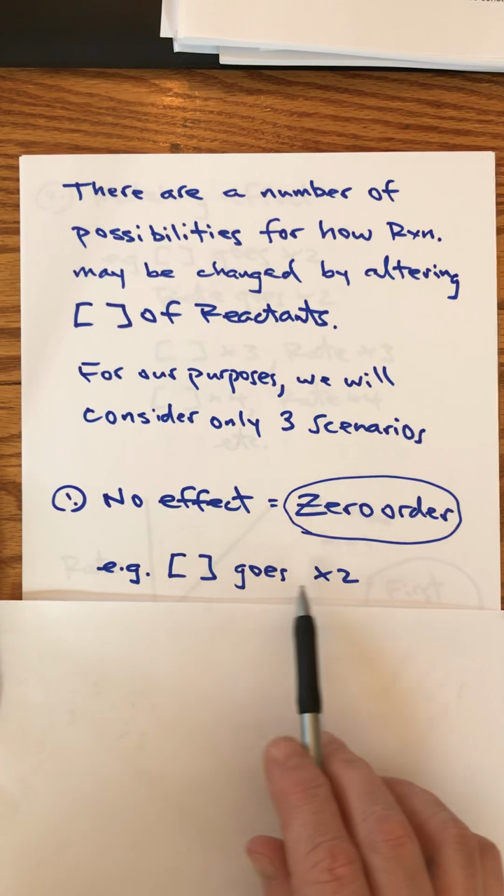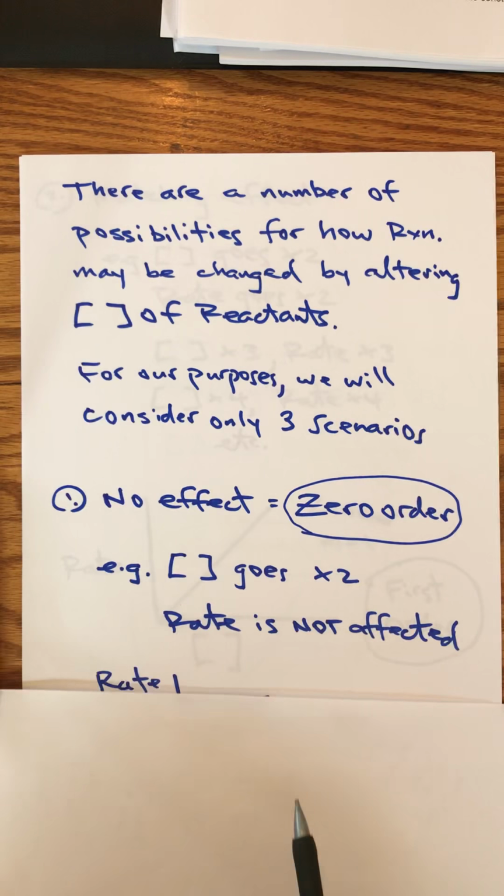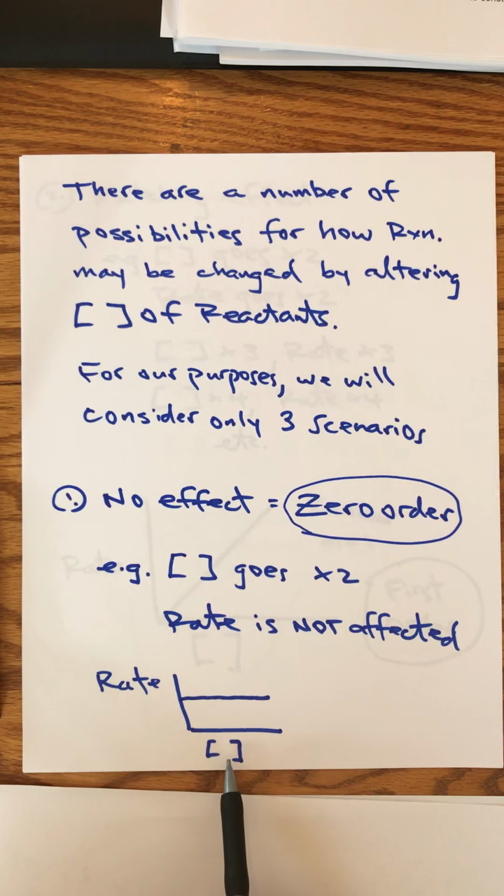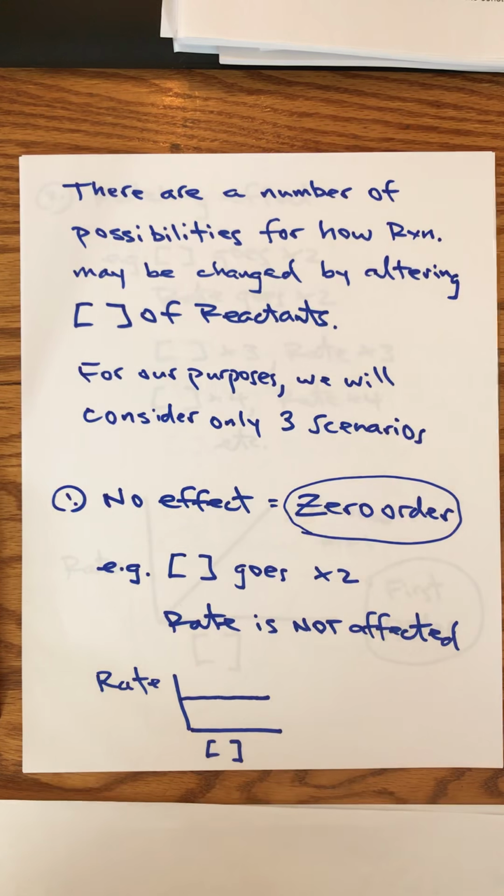So if you double your concentration, the rate is not affected. The rate would just stay flatline as a function of concentration. Yeah, it doesn't change at all. That's zero order.